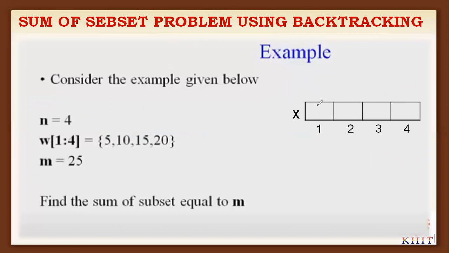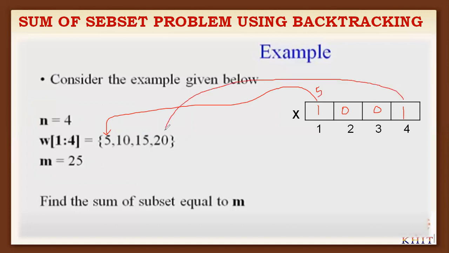Now I am considering the first element. Second element not selected, third element not selected, fourth element is to be selected. If I selected the first element, what is the weight of the first element? The weight of the first element is 5. If I select the fourth element, what is the weight of the fourth element? The weight of the fourth element is 20. Now, what is the sum of these two? The sum of these two is 20 plus 5, 25.